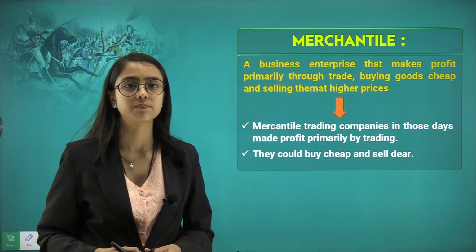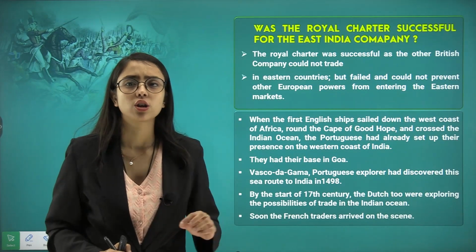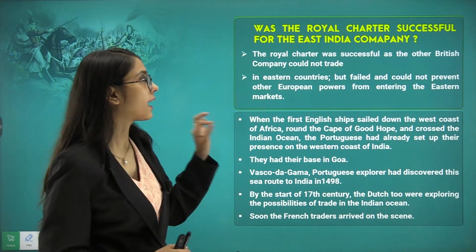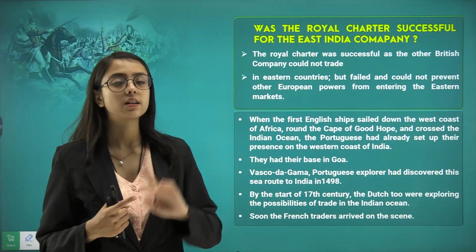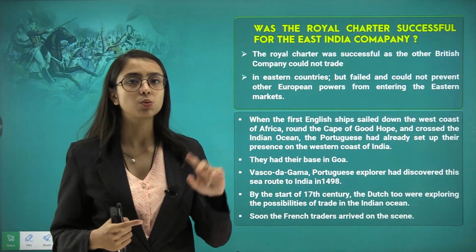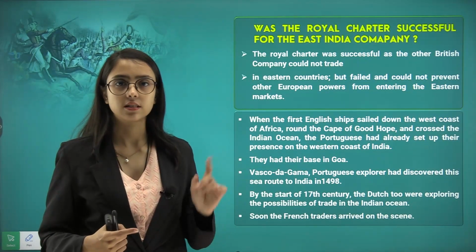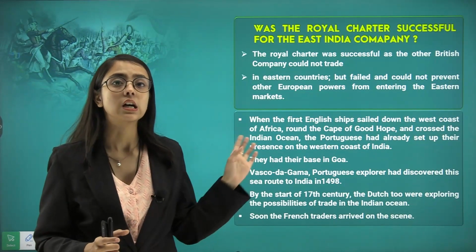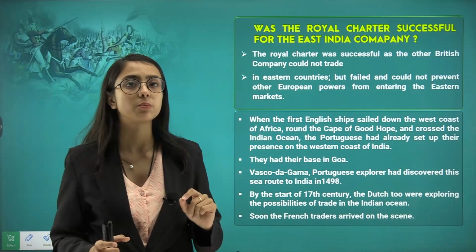So, was the Royal Charter successful for the East India Company? Now the question comes up: the Queen issued a charter and gave the East India Company a monopoly to trade with the eastern countries. How was it beneficial and successful for the company? How did it act as favorable towards the company?